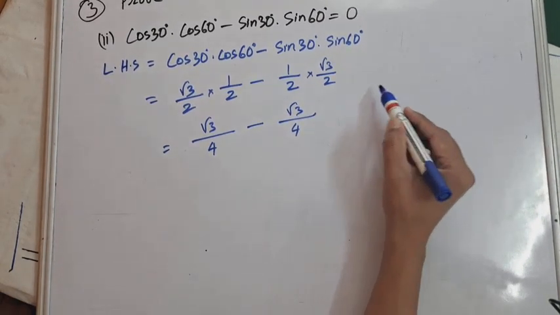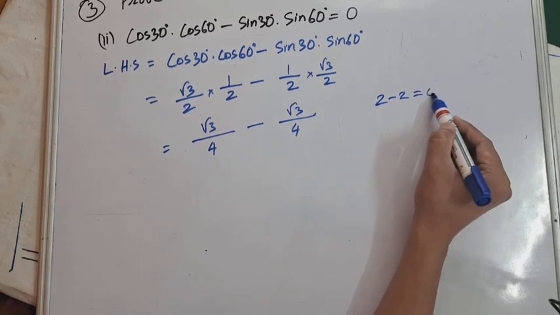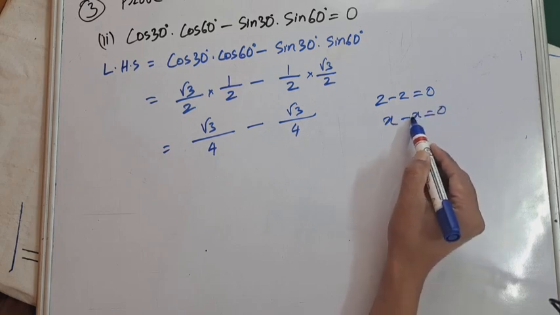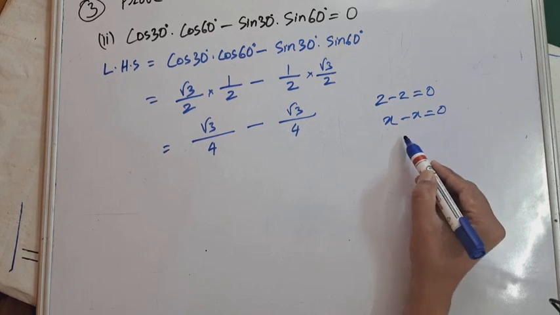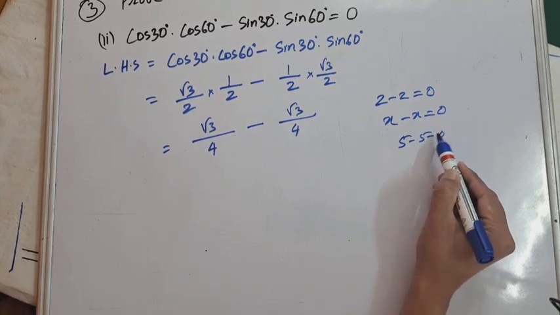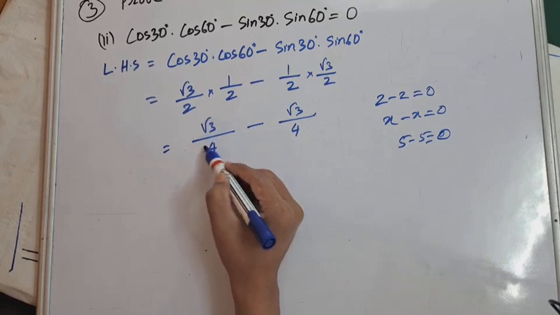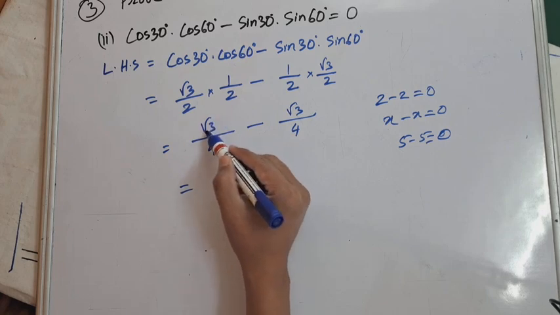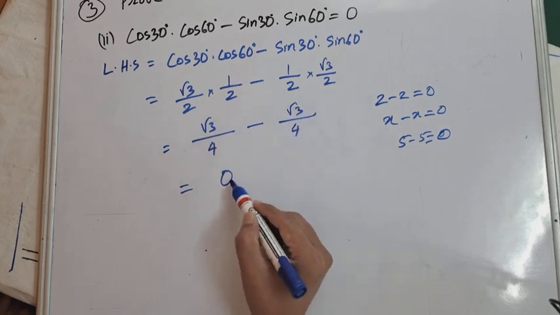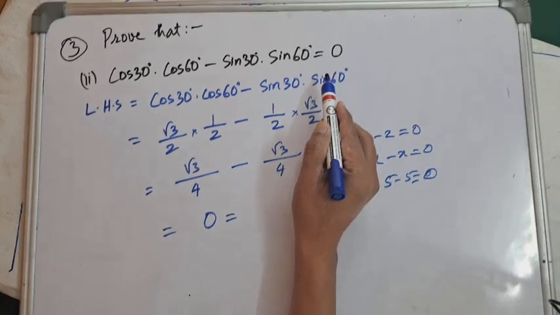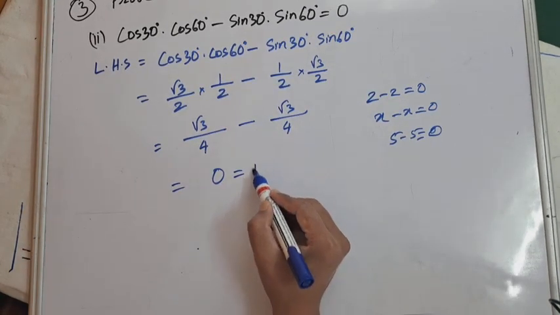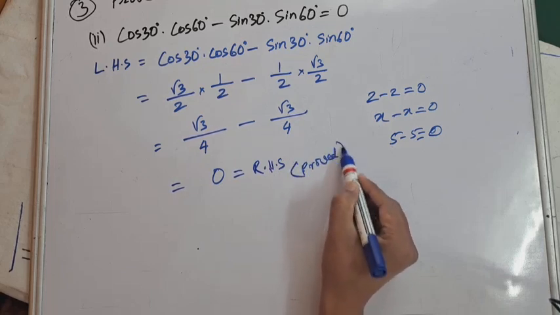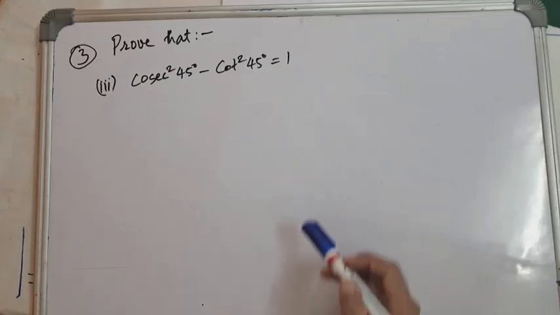So we know that x minus x is 0. When we subtract a number from the same number, we get 0, isn't it? 5 minus 5 equals 0. Similarly, root 3 by 4 minus root 3 by 4 will give us 0, isn't it? This root 3 by 4 minus the same number, root 3 by 4, will give us 0. This equals right hand side, so hence proved. Now let us move on to the next question. Now let us do question number 3 of 3.